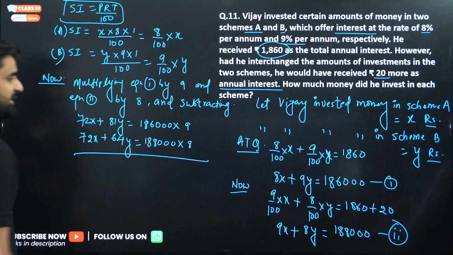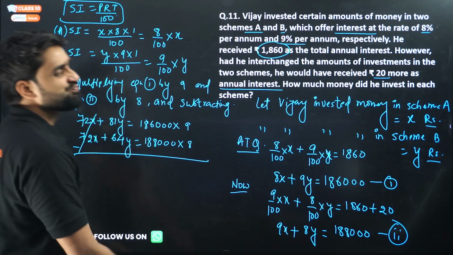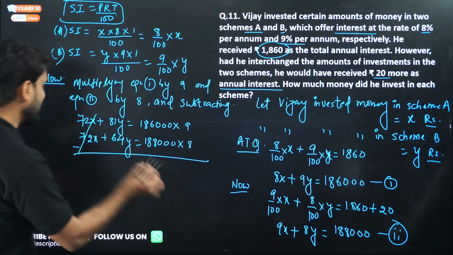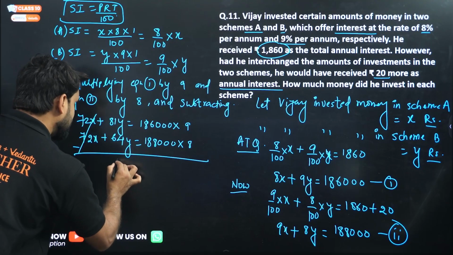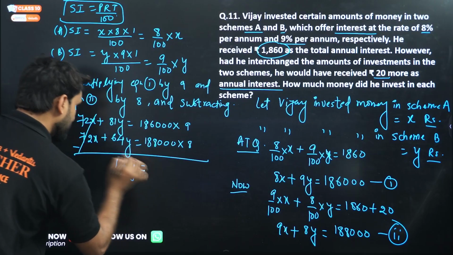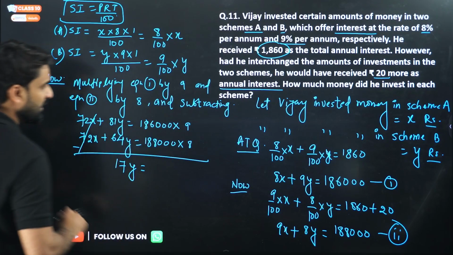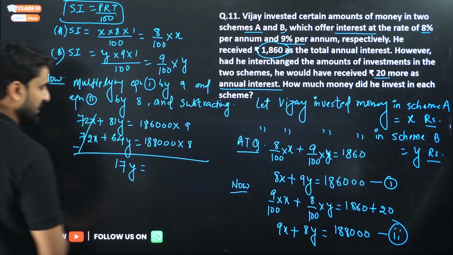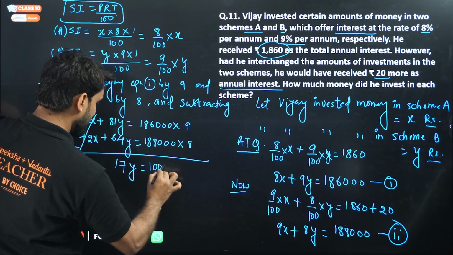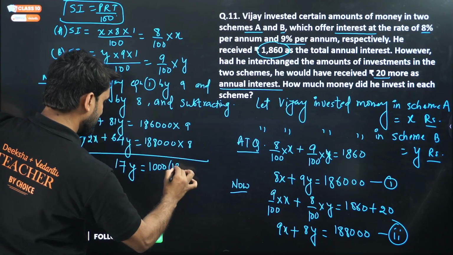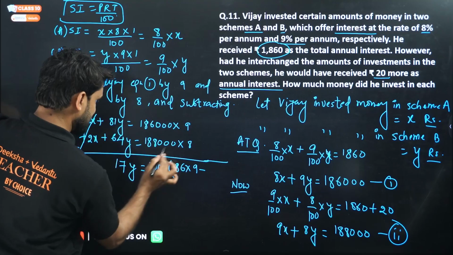So on subtracting this, we eliminate x family. And what we are getting here? We are getting 81y minus 64y, and this will be I think 17y. Please check 17y. And what we can do here? We can do one thing here. Can we take 1000 as common? And we can write this 186 into 9 minus this. I'm taking 1000 common here.